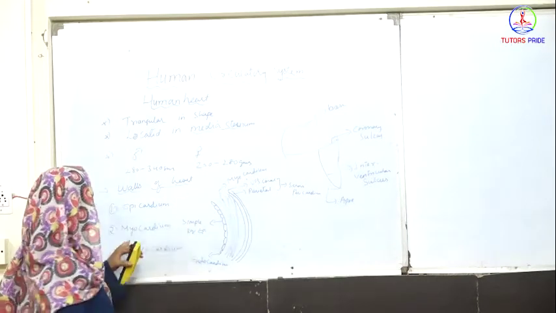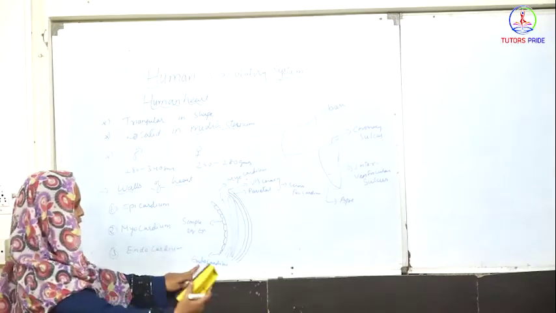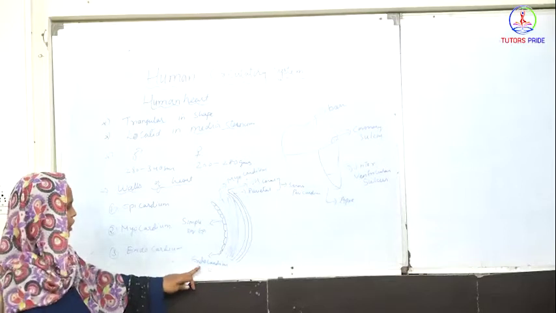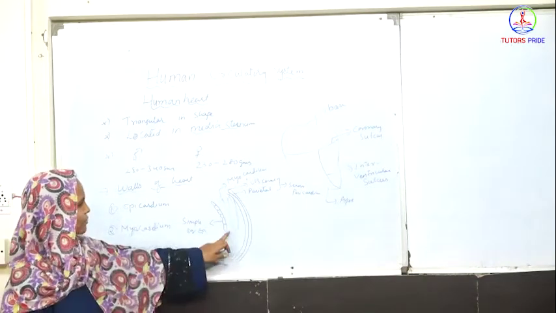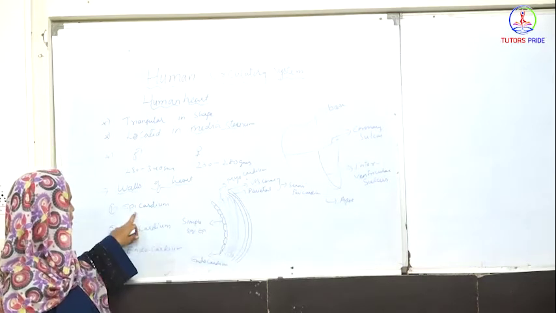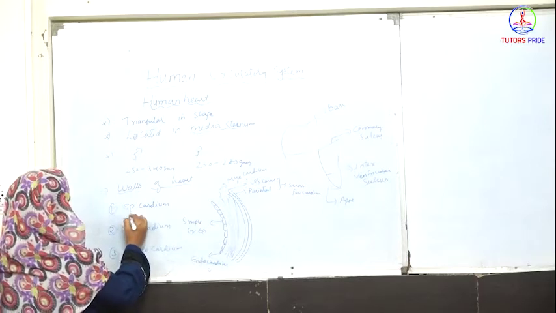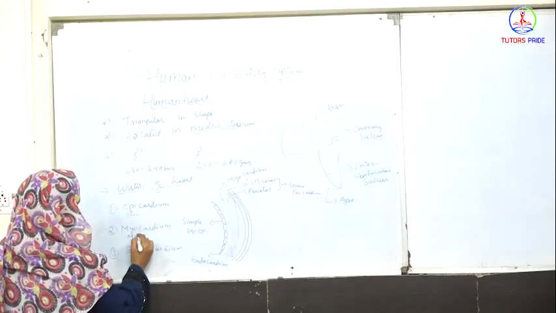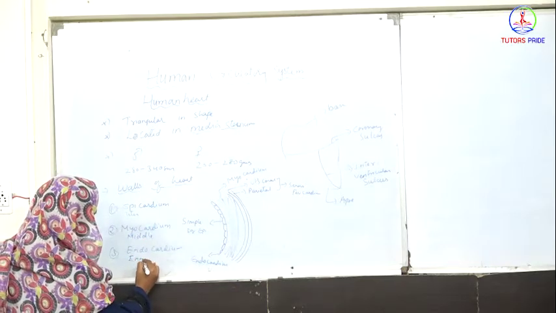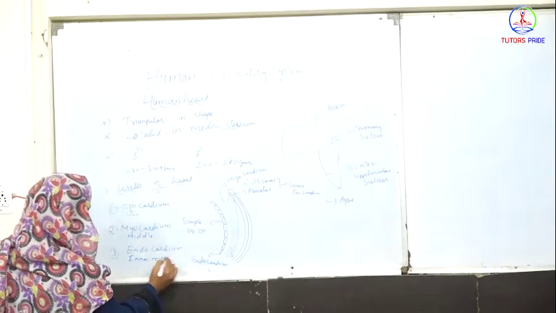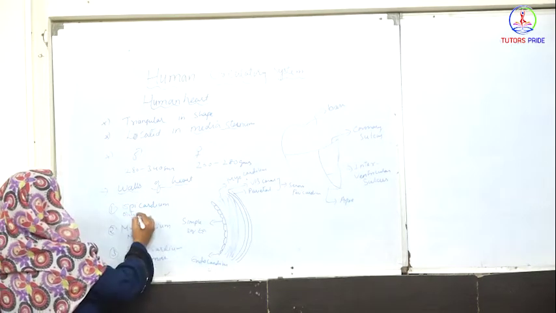We have drawn from the inner wall to the outer wall. The innermost would be the endocardium, the middle one would be the myocardium, and the last one is the epicardium. If I write here, this would be the outer one, this would be the middle one, and this is the innermost layer. So this is the outer layer.